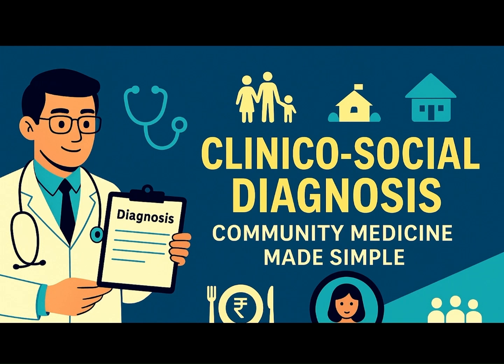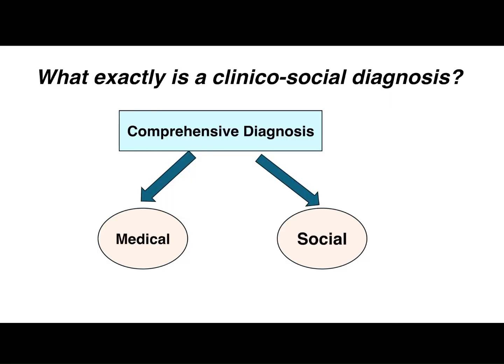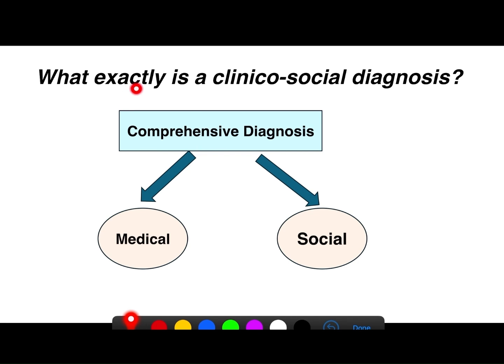Today we are going to learn about an important concept in community medicine, that is how to write a clinico-social diagnosis. So what exactly is a clinico-social diagnosis? It is a comprehensive diagnosis that includes two components. One is the medical component, one is the social component.